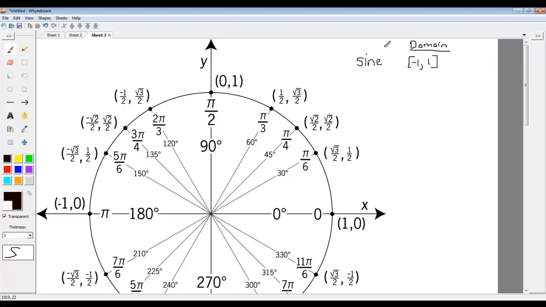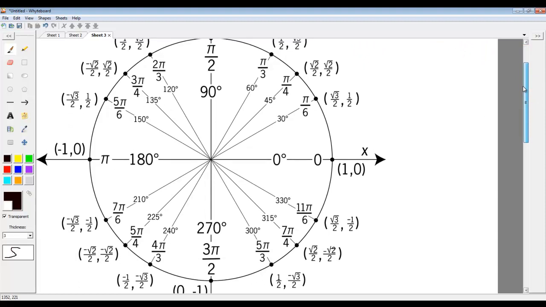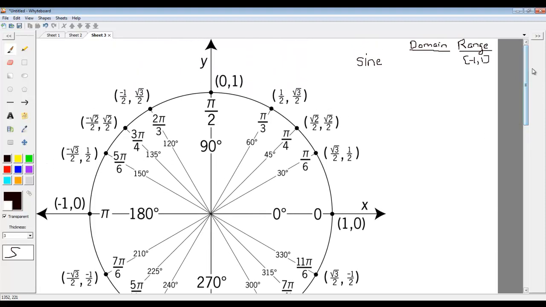Oops. Sorry, let me scoot this over. Let me rewrite this. We've discussed the range before. But with the domain, if you think about how you got the -1 to 1, you've got this smooth, continuous circle. See that? And so you end up being able to represent any angle on here.